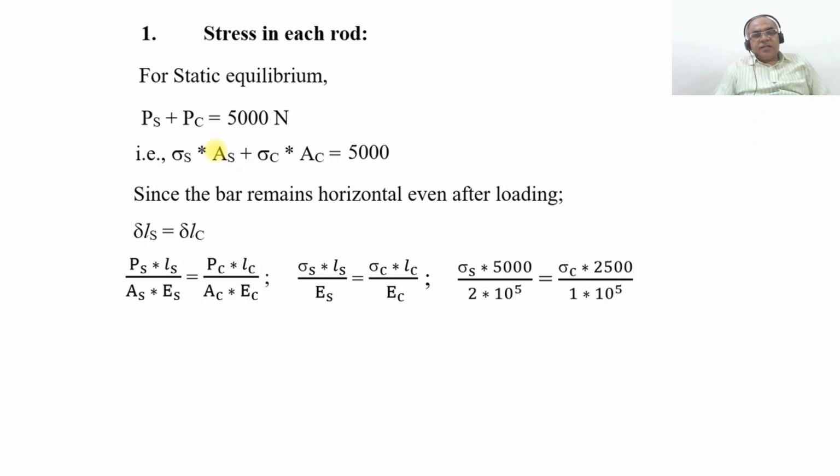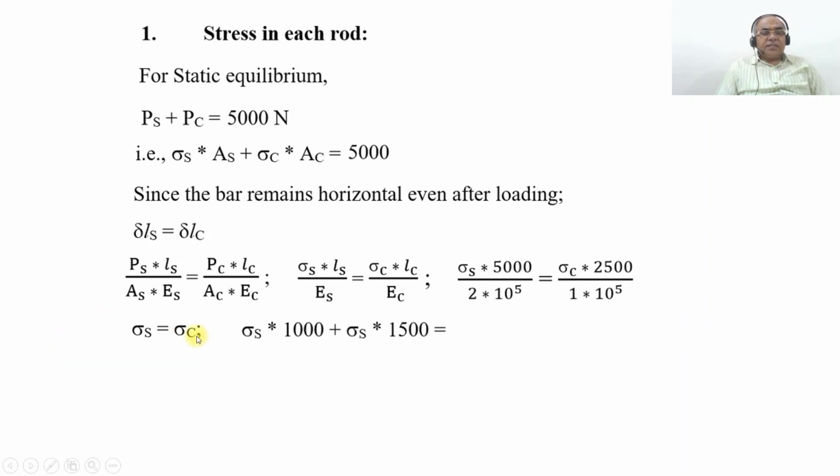We know the length of the steel bar is 5000 mm and the length of the copper bar is 2500 mm. Young's modulus of the steel bar is 2 into 10 to the power of 5, and that of the copper bar is 1 into 10 to the power of 5, which is given. Substituting the values of LS, LC, ES and EC, we get the relation in terms of sigma S and sigma C. So sigma S is equal to sigma C.